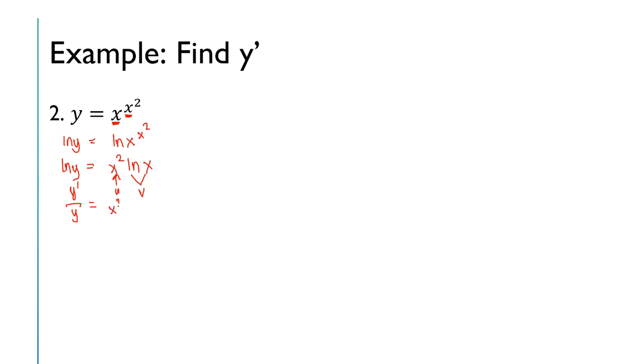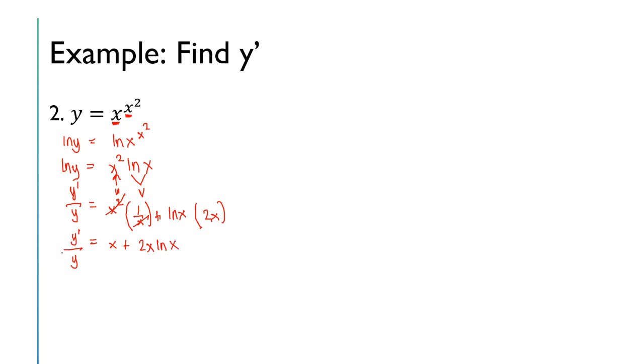We have x squared times the derivative of our v, which is 1 over x, plus copying the v, which is the ln x, times the derivative of our u, which is 2x. Then afterwards, simplify your equation. We can cancel 1 x from x squared and the x in the denominator. So we have y prime over y is equivalent to x plus 2x ln x.